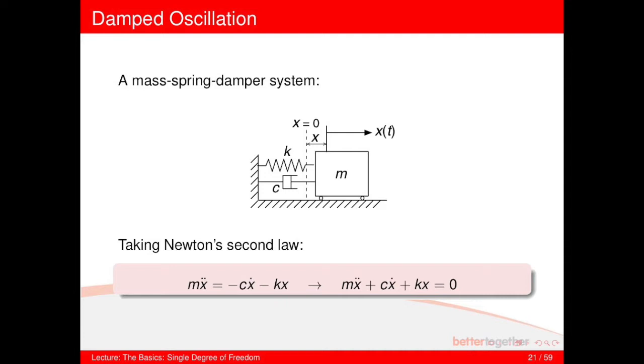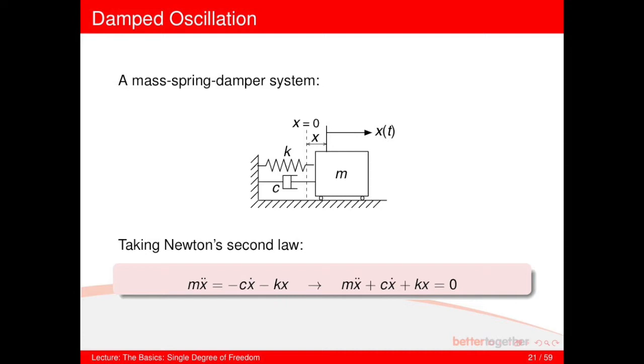So if we start looking at Newton's second law, mass times acceleration equals the sum of the forces. Well, I've got two forces, they're both opposing. I've got my damping force, C x dot, and I've got my spring force, K x. They're both opposing, hence the minus signs. And I can move them both to one side and end up with this equation, which again is one of the fundamental equations in all of physics.